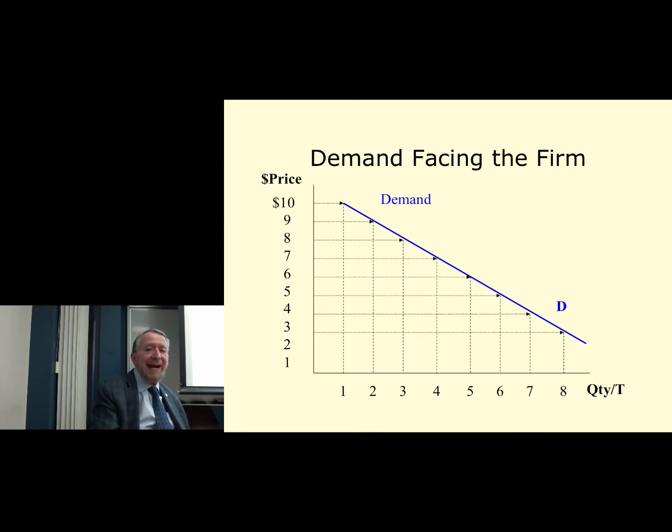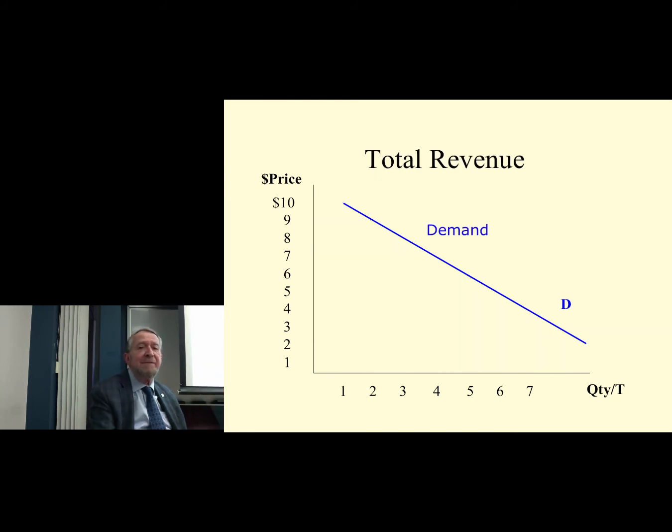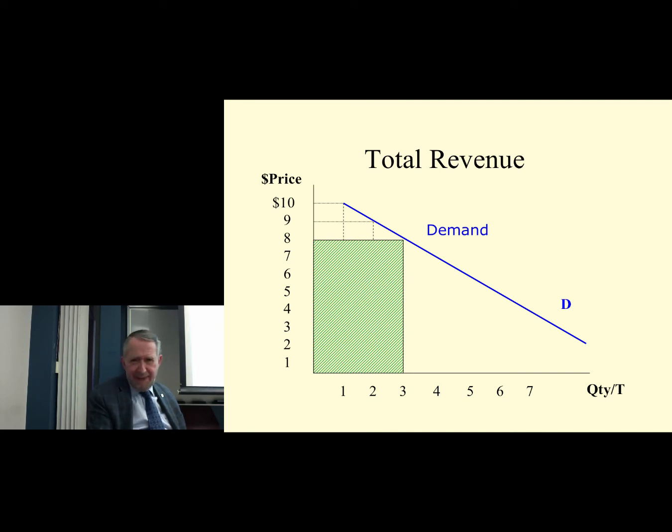We know that demand shows me the different quantities I'm able to sell at each individual price. And I know that total revenue is price times quantity. So if I were to sell 1 shirt at $10, total revenue would be 10. If I lower my price to 9, I would sell 2 shirts. Total revenue would be 18. If I lower it to $8, I'd sell 3, 3 times 8 or 24.